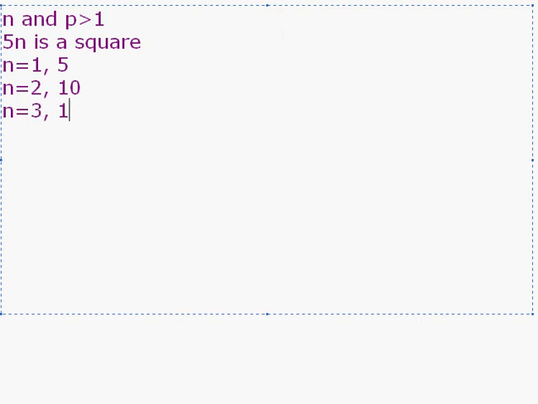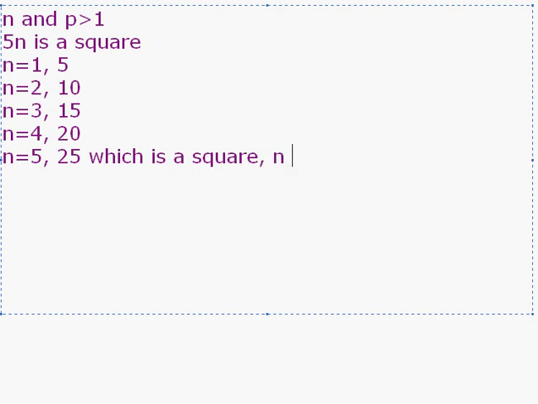What we need to do is, we are given n and p are greater than 1, and 5n is a square. Now we will take n as 1. If n is 1, then 5n is 5. If n is 2, 5n is 10, which is not a square. If n is 3, it is 15, not a square. If n is 4, it is 20, not a square. If n is 5, it is 25. That is a square, the square of 5. So n is equal to 5.